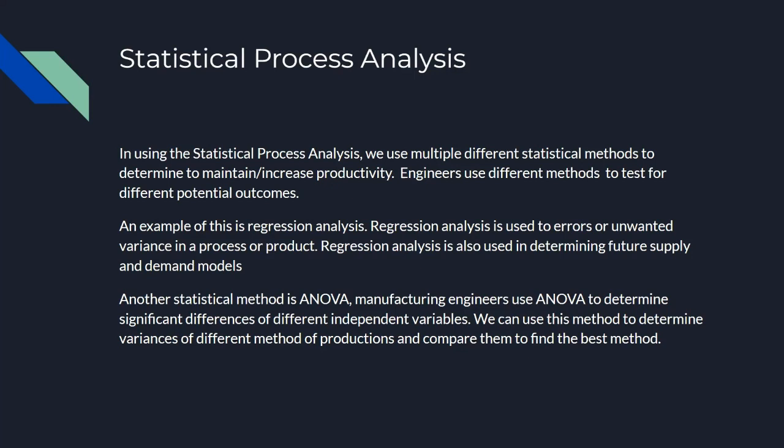Another simple method of use is ANOVA. We use ANOVA to determine significant differences between different independent variables. We can use it to determine a lot of different variances. We can compare a lot of different methods and basically choose the best option out of all these different variables.